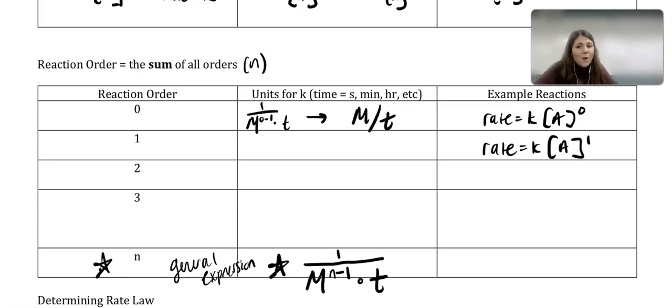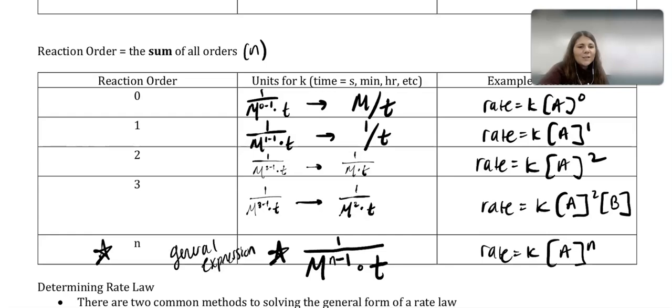Now, if it was first order, the sum of all the powers is 1. Here, 1 divided by M to the 1 minus 1, times time. This ends up becoming 1 over time for the K units. Why don't you pause the video and fill in the rest of the chart? All right, so filling in the rest of the chart, you get the units for K.